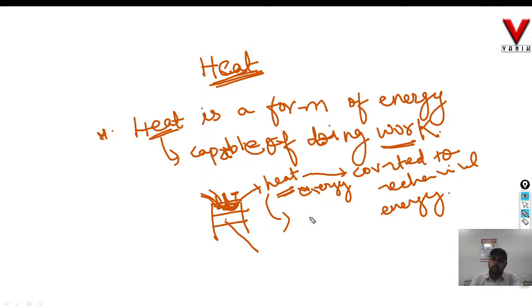Why? Because if I take two sources, an engine always operates between two sources having a temperature difference. So this is my T1 and this is T2.